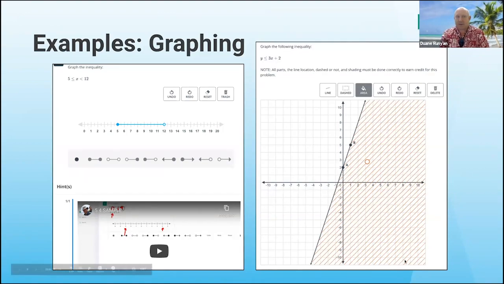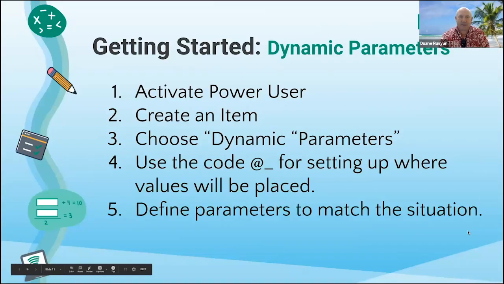So with that, let's go ahead and try. Go to the next one, please. This gives an outline of what I plan to do. I want to show you briefly how to get started with dynamic parameters. I think Lawrence will touch on this later, but it's really important that you activate the power user. We went for quite some time and didn't have that, so we didn't have the tools visible. Then we first create an item, choose dynamic parameters, use the codes, and then define parameters to match the situation.